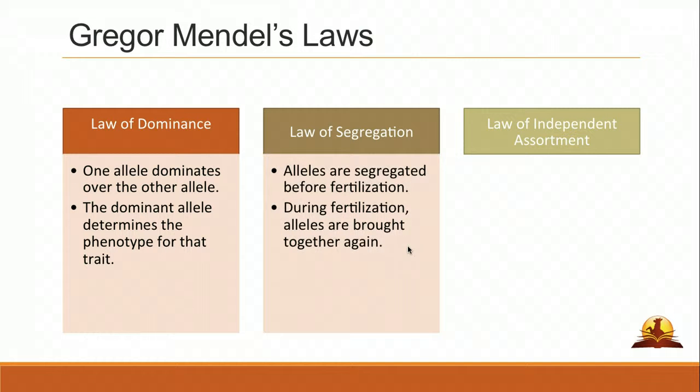The law of segregation says that before fertilization, and this is before he even knew about meiosis, that before fertilization the alleles get separated or segregated, and then when they're fertilized, when a man and a female come together, those alleles are brought together again.